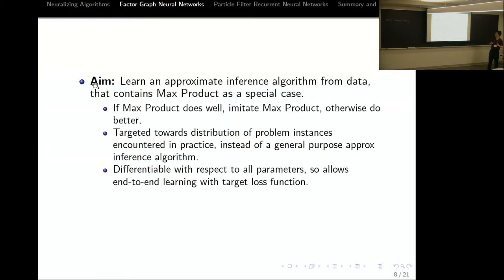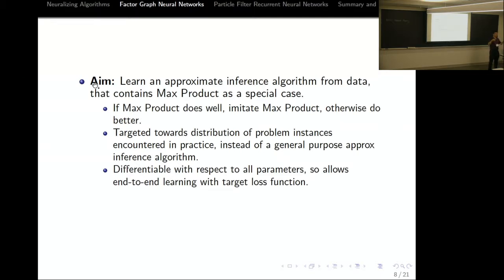So that's the aim. Let's try to learn a better inference algorithm from data, because we want to do average case algorithms. We want to solve well on the data that we actually see. So let's try to learn an approximate inference algorithm from data. I want to say I can improve on max product. How do I do that?